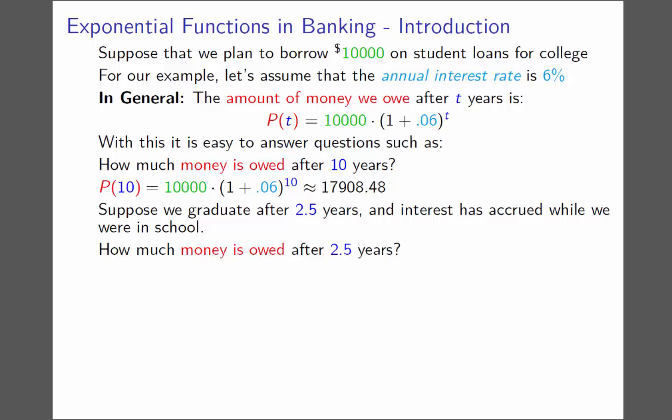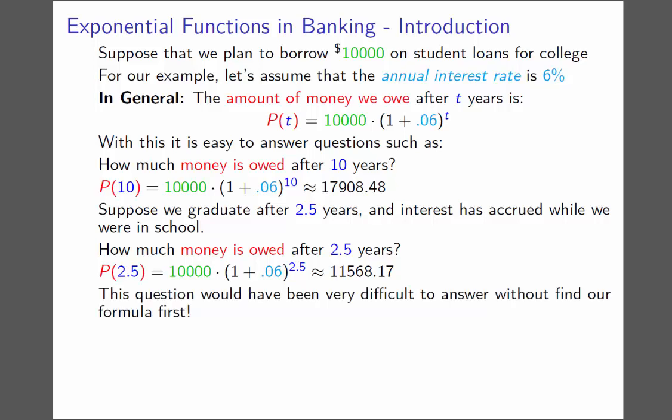And suppose we graduate after 2.5 years, and interest accrued while we were in school. How much money is owed after 2.5 years? Well, we can compute P of 2.5 is 10,000 times (1 plus 0.06) to the 2.5, which comes to roughly $11,568.17. This question not only would have been tedious, but would have been very difficult to answer without finding our formula first. Because previously, we could only find the amount of interest in an entire year, not half a year.